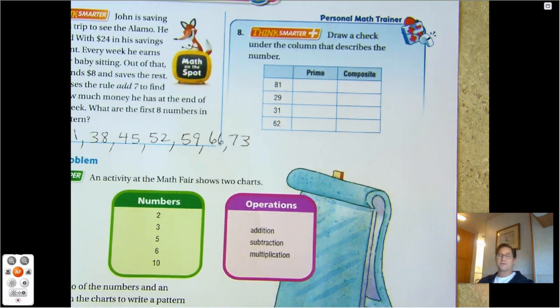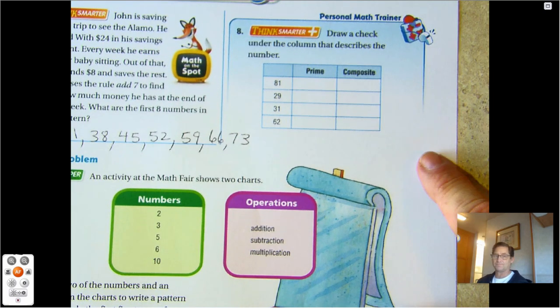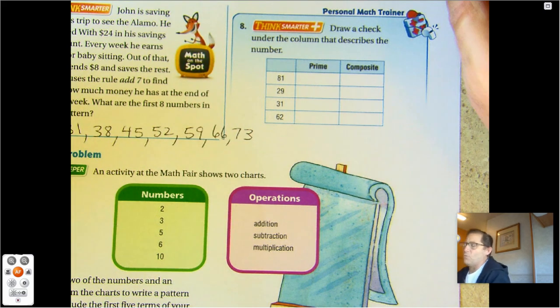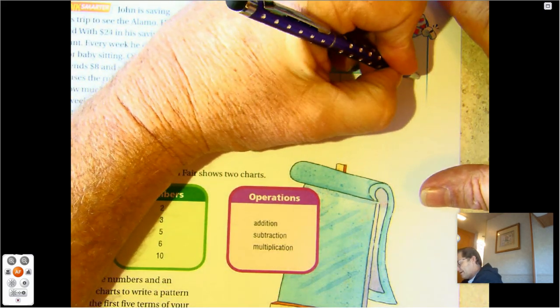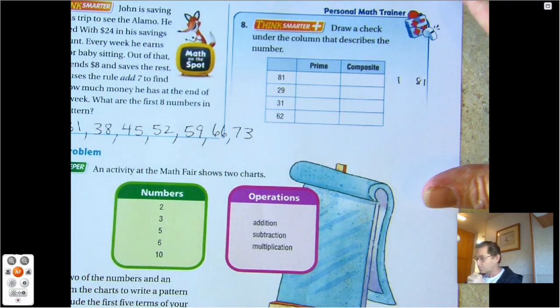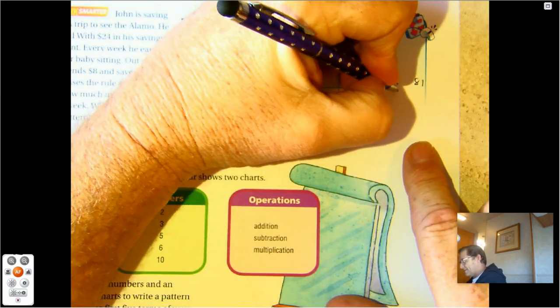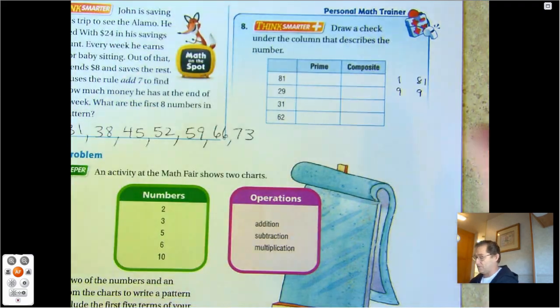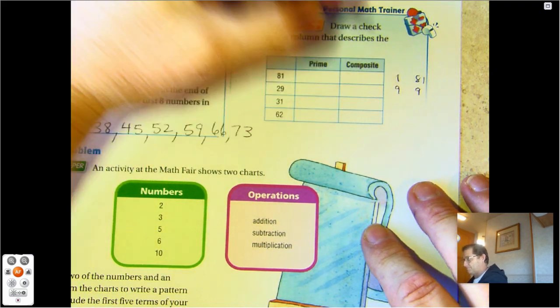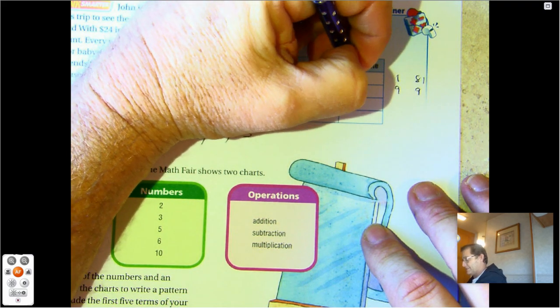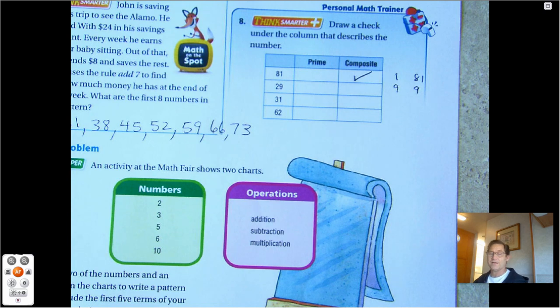All right, draw a check under the column that describes the number. Okay, 81. 81, I know, has 1 and 81. And I also know it's divisible by 9 times 9, so it's not prime. It's composite.